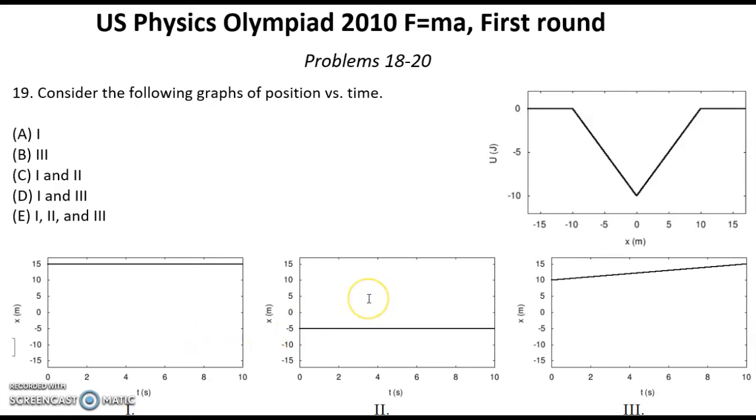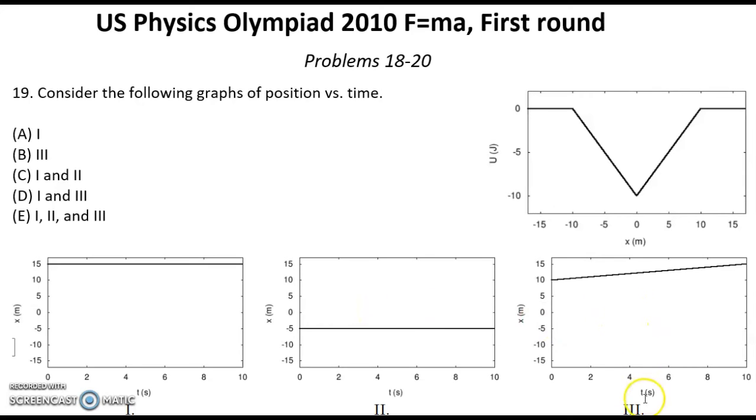On figure 2 we have position is always negative 5. And in this position we have force equal to 1 Newton. So it means that our object must move with some kind of acceleration. But we see that it's not moving at all. So it means that the second graph is not correct.